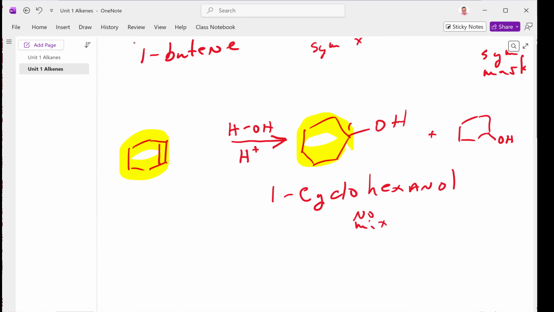Okay, so we need to name the reactant. The product we already named. So this is going to be cyclohexene, and you can name it one if you want. And then you just name the carbon where it starts as one. So we name the reactants, conditions, water plus an acid. Products are cyclohexanol.